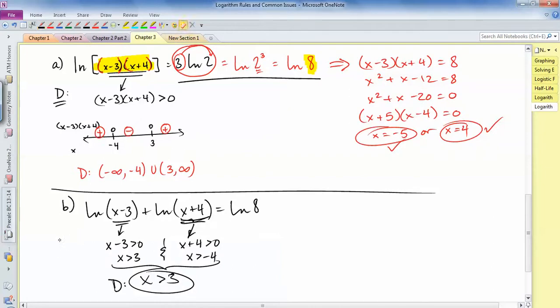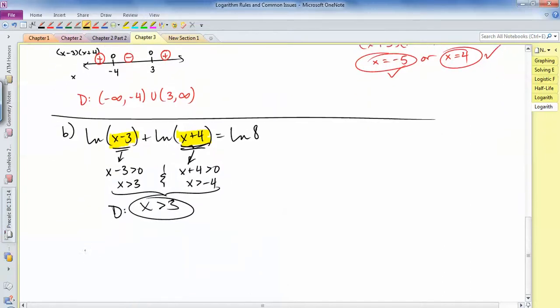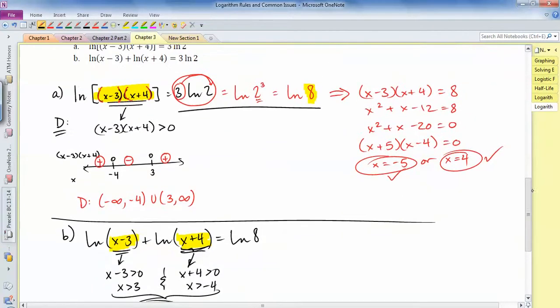Okay, domain x has to be greater than 3. Okay, well, I do know that, I'll highlight these. This one's positive, and this one's positive, because otherwise I wouldn't be allowed to plug them into ln. And since they're both positive, I'm allowed to combine them using that rule from above. So this turns into ln of (x minus 3) times (x plus 4) equals ln of 8. And then it's exactly the same as the problem above. ln of this expression equals that. And so we can use all this same work right here.